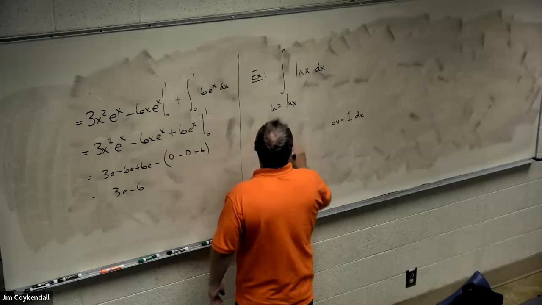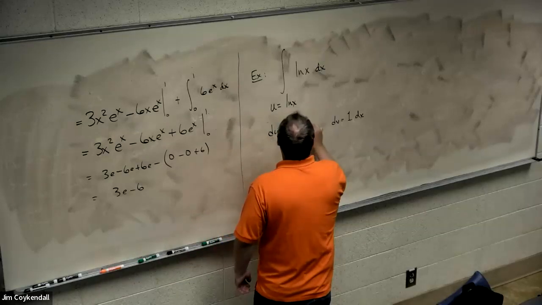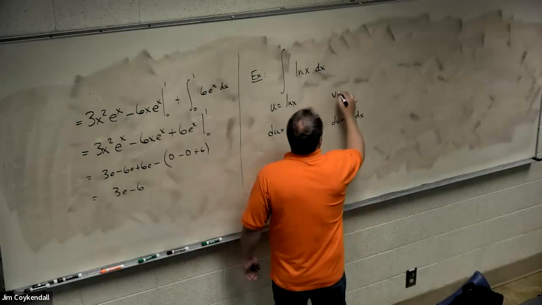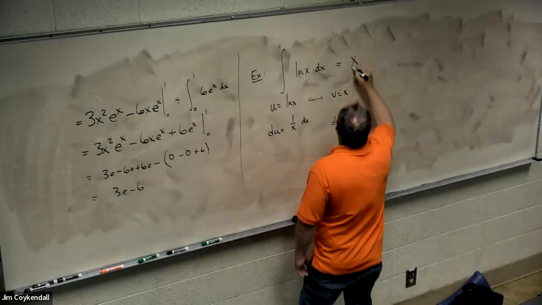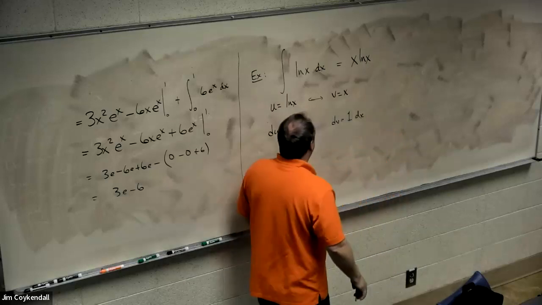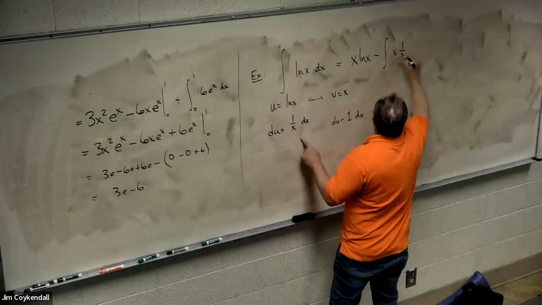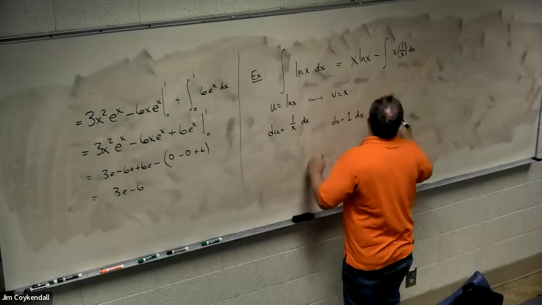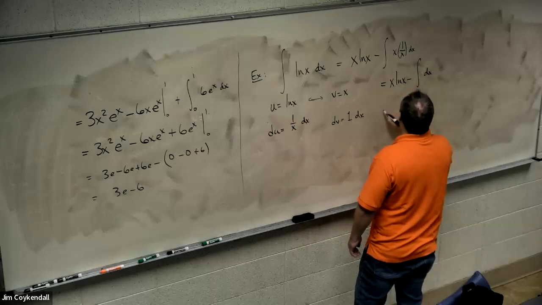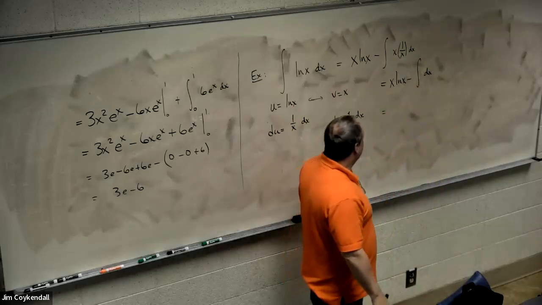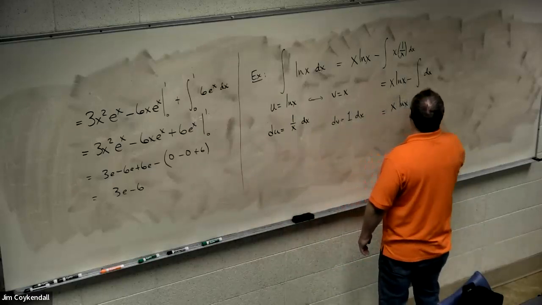So, du, what's du here? 1 over x dx. And v is x. So using the parts formula, this is x log x minus the integral of x times 1 over x dx. Like x log x minus the integral of dx. That was like x log x minus x, since the antiderivative of 1 is x.